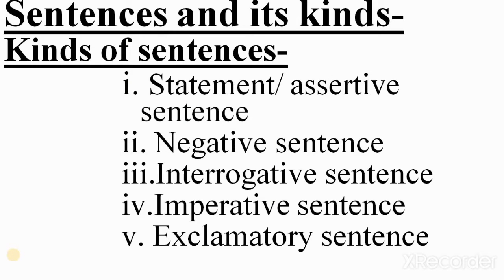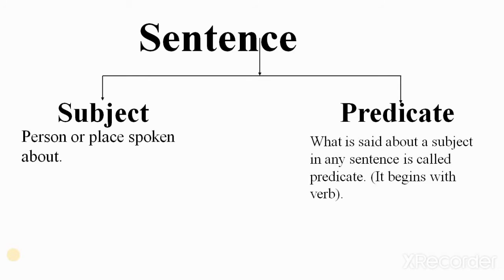In the previous video, we talked about sentences and their kinds. These are assertive sentence, negative sentence, interrogative sentence, imperative sentence and exclamatory sentence. In today's video, we are going to study about the parts of a sentence. There are two parts of a sentence. First is subject and second is predicate.